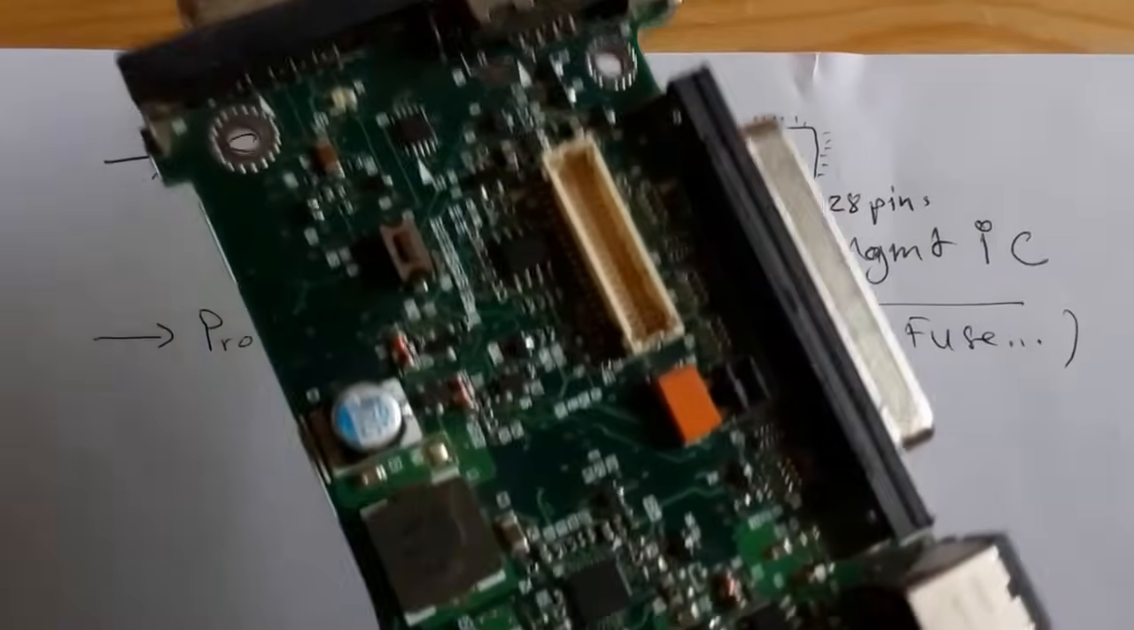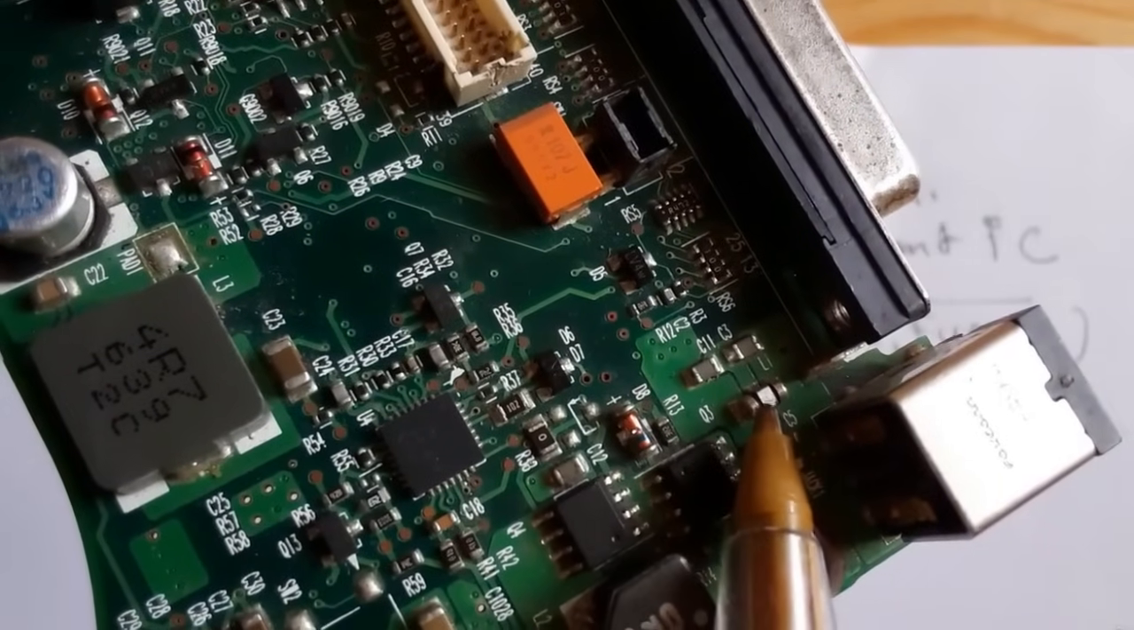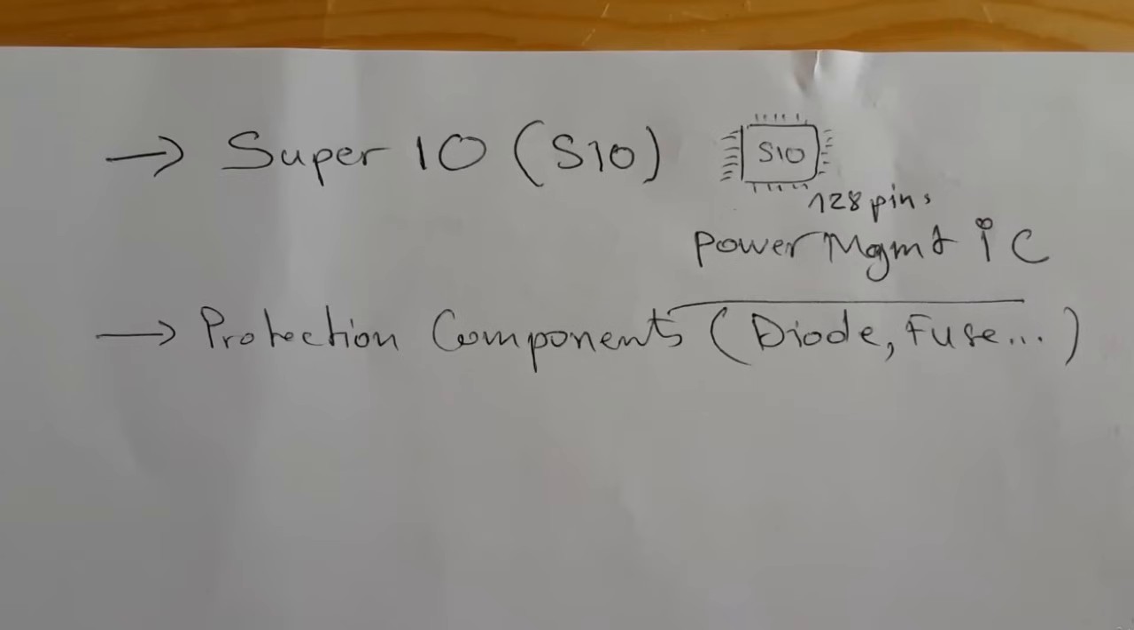Here, for example, in this motherboard, we have a fuse, as you can see here, next to the power jack. This is the fuse. If there is a high voltage or a high current, the fuse will be blown out and then protect the other circuits in the motherboard.